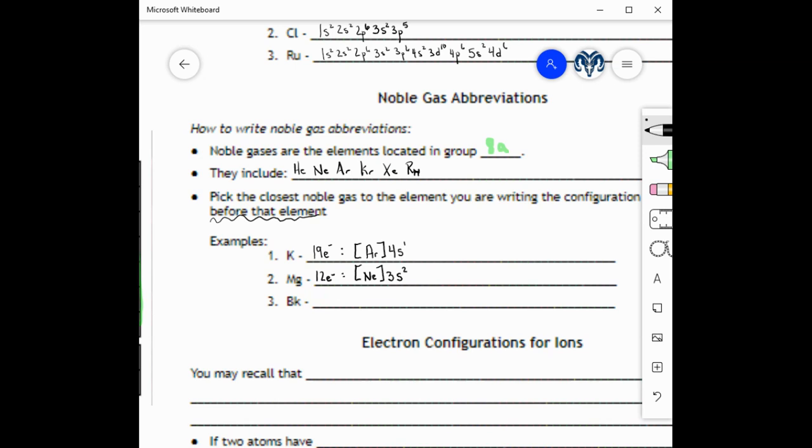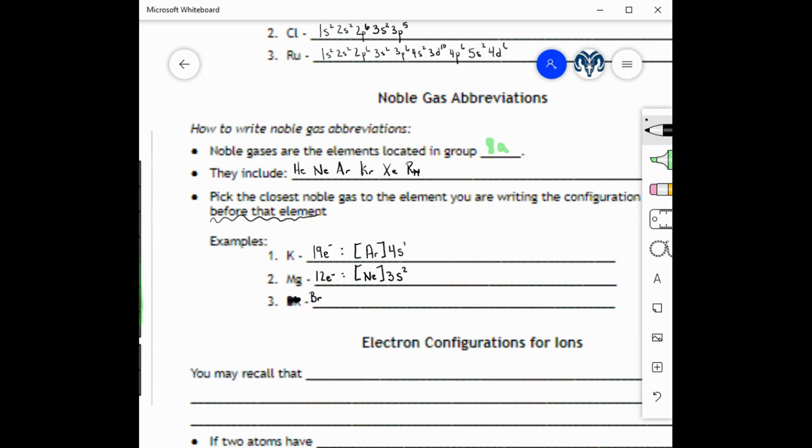Now Bk, where is Bk? There it is. Bk is a long one. I'm never going to give you one that hard, so I'm going to cross that off. And let's just look at bromine.